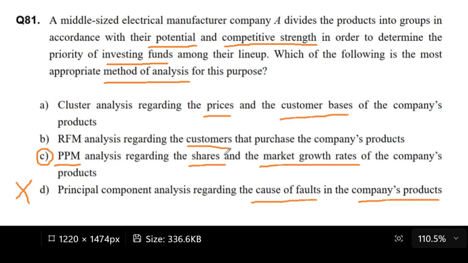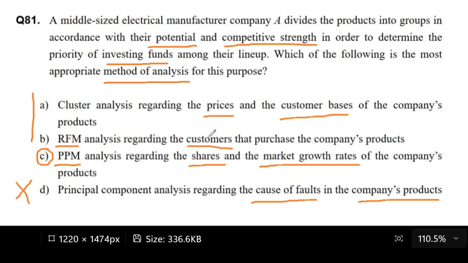Shares, I think we need that because we want to determine the priority of investment funds that we're gonna put into the products. When we talk about investing, there has got to be shares. Let's see the other remaining choices. RFM analysis, I wasn't really too sure what RFM meant, but I knew that this one is focusing more on the customers, and letter A is kind of like that, but adding the prices too. I think these two are similar, and maybe there are cases when it's really either of which, and letter A seems to have a lot more added to it, not just the customer bases, but also the prices of the products.